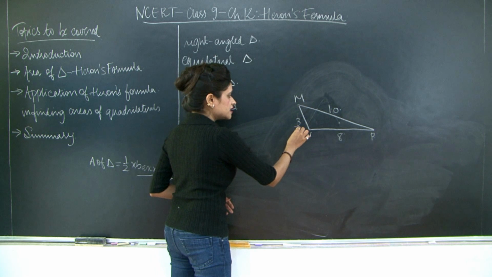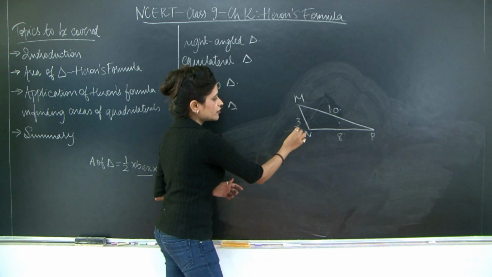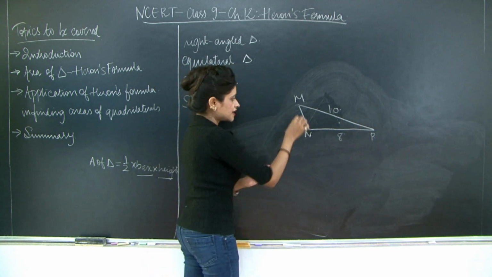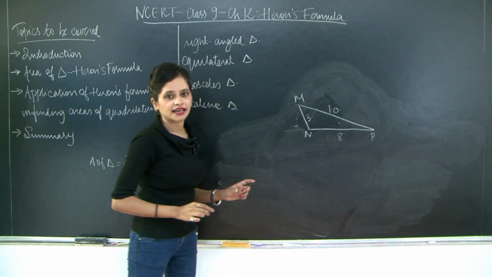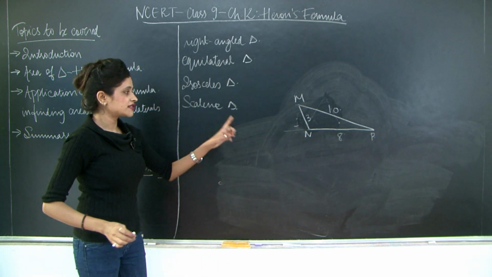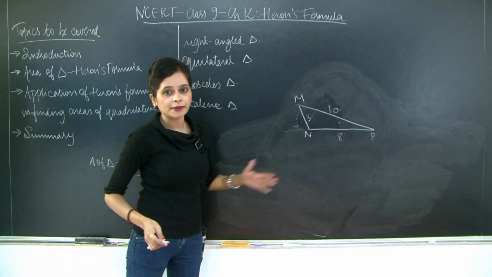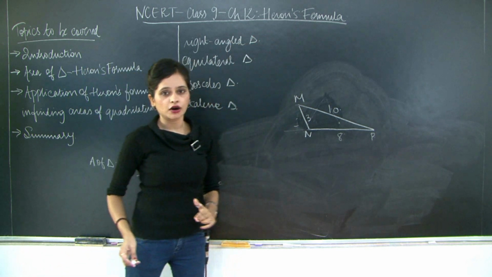Even if I take a height from M to the base NP, it won't really be possible for me to find this height, even though I have the base. See, how do I find the height when only this side is being given? I have no idea about this side. In cases like these, for a scalene triangle where it is not really possible to find the height and thereby the area of the triangle, you are going to refer to what is known as Heron's formula.